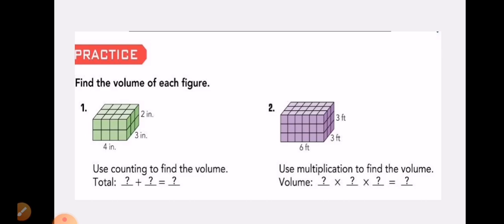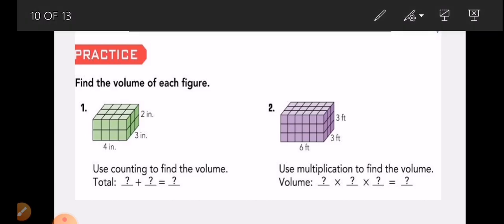From your book, please try to do with me by your hand, by using your pencil, step by step. Find the volume of each figure. Question number 1. Here they told you to use counting to find the volume. It means count the cubic units. So this is the same as the example that I did with you.